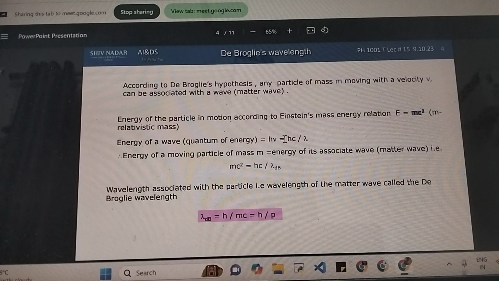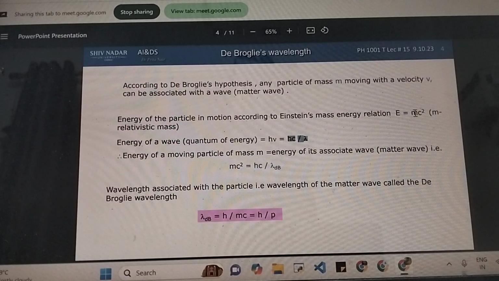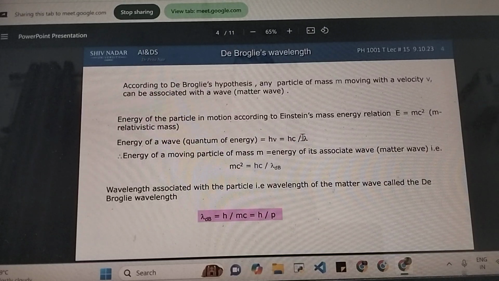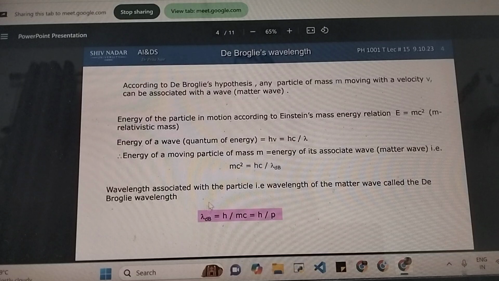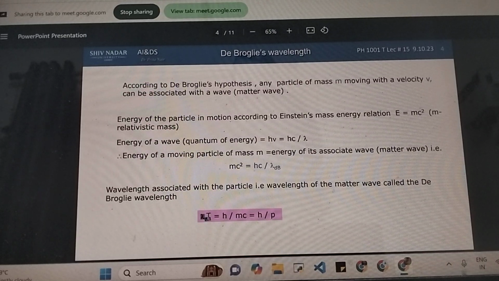So by equating the energy of the object, because it's the same object, ultimately it has only one energy value. You have two expressions for the same energy, one in terms of the particle nature, one in terms of the wave nature. By equating both and then cancelling common terms and doing some basic mathematical operations, we get the expression for the de Broglie wavelength as h by p, where h is your Planck's constant and p is momentum.